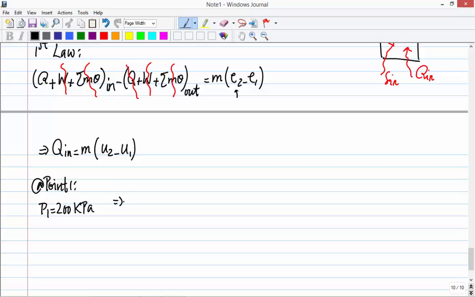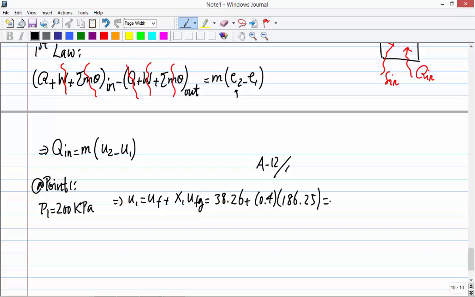So U1 is UF plus X1 UFG, and that would be 38.26 plus 0.25. I got all these numbers from the property table, table A12. These are the internal energies UF and UFG at this pressure, and that was 112.2 kilojoule per kilogram. It's per kilogram. It's specific, little u.